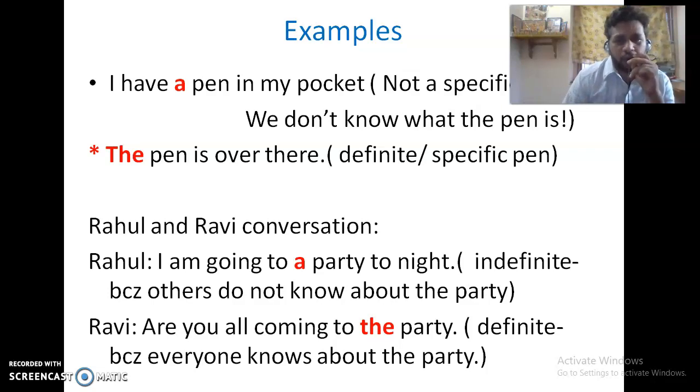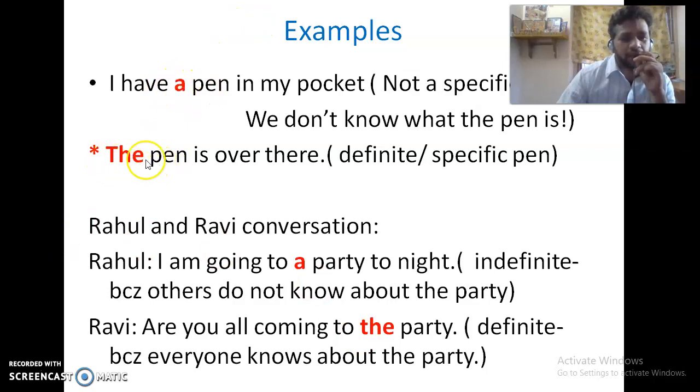I have a pen in my pocket. I used a pen because I don't know about the pen, and the audience are not conscious about what the pen is. That means they don't know about the pen. So it's not a specific పెన్, మనం ఒక స్పెసిఫిక్ పెన్ గురించి మాట్లాడట్లేదు కాబట్టి అది ఇండెఫినెట్ కాబట్టి ఏ పెన్ అనేది అక్కడ యూస్ చేసాం. We don't know what the pen is, whether it is related to Reynolds, Montex, or any other pens. I don't know the exact idea. So that indefinite కాబట్టి ఏ పెన్ అనేది ఇక్కడ యూస్ చేసాం.